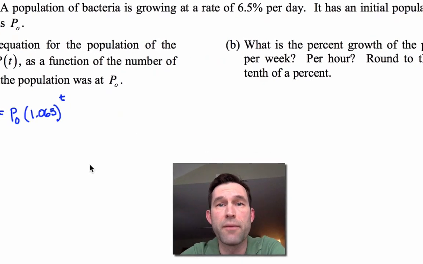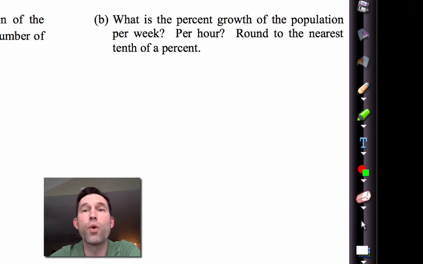Let's take a look at letter B. Letter B asks, what is the percent growth of the population per week? So by what percent is it going to be larger at the end of a week? And what is the percent growth rate per hour? That might be a little bit trickier to think about. But this is a direct extension of a lesson that we did on repeatedly applying percents. So pause the video again now and see if you can figure out what its percent growth rate is per week and per hour. All right, pause the video now.